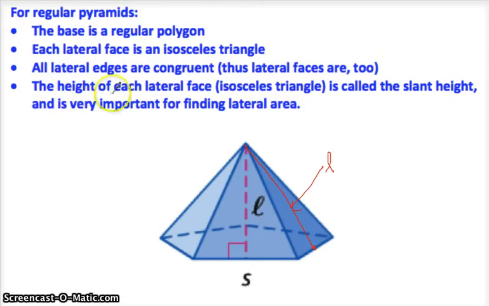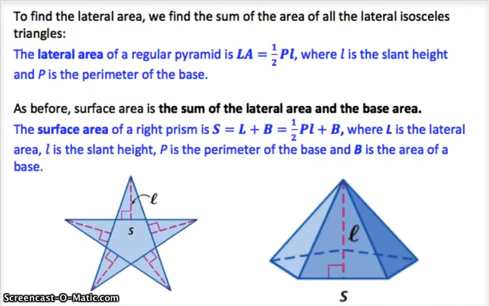Okay, great. The height of each lateral face, if we're going to talk about that triangle as a face area, has a height that's called the slant height. Okay. I know that's kind of tricky to figure out. We'll do more of that in class.